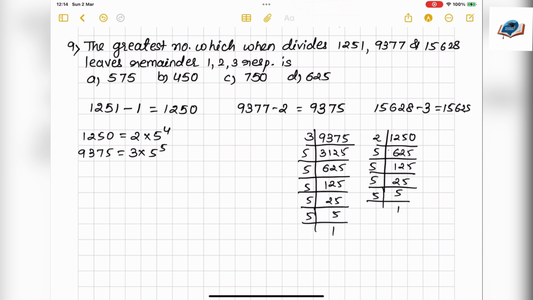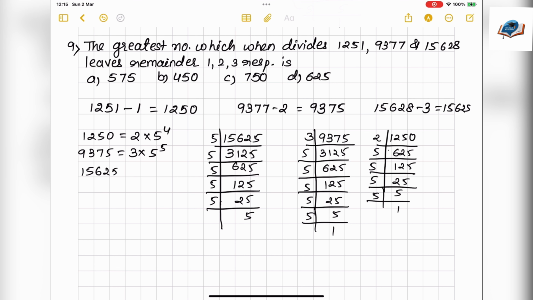And same way I have to do for 15625. So when I solve for that, 15625, with 5 it will go 3125, again with 5, so I will get 625, again with 5, so I will get 125, 25, 5, 5 and 1. So that is equal to 5 raised to 6.